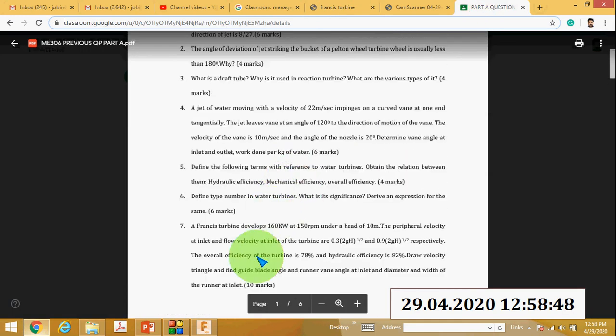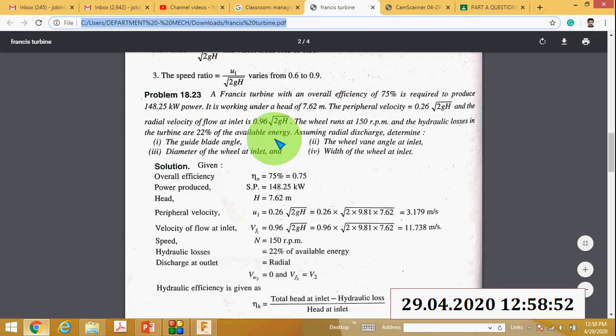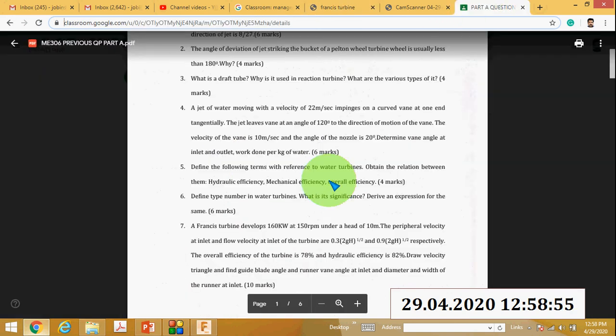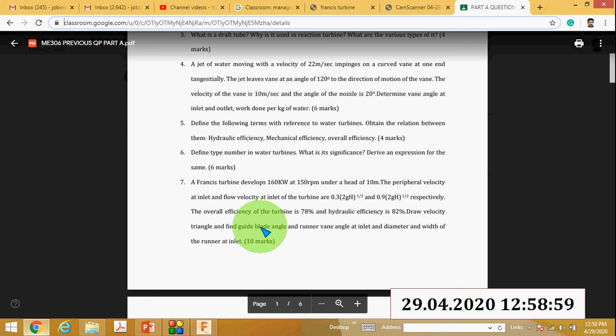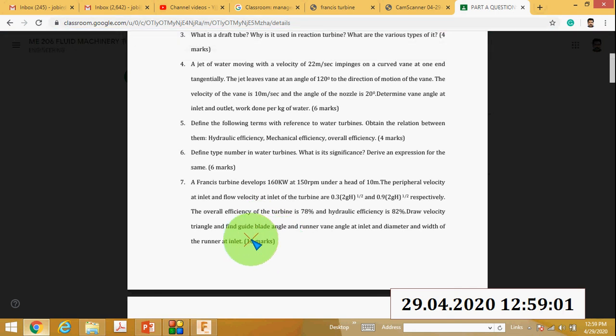So you have to solve question number 7. First you have to solve the problem of question number 18.23, then you have to solve the June 2017 question paper. This is question number 7. You can see the marks for this question is 10 marks. So solve it.